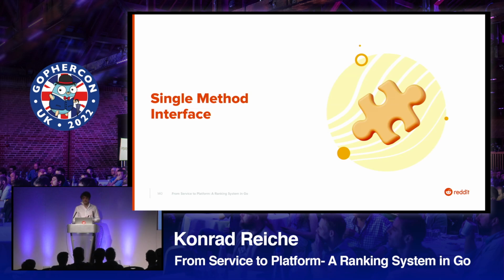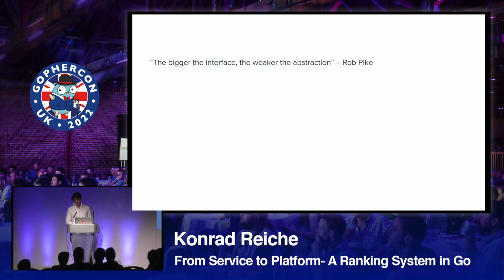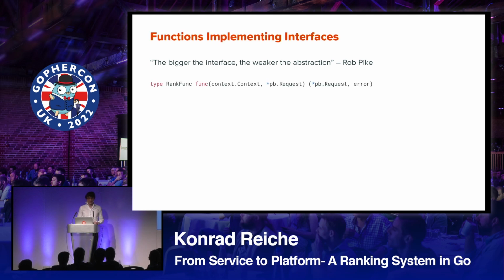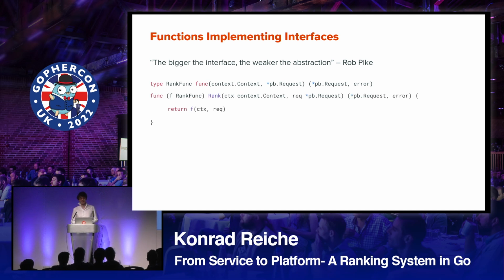Okay, Rob Pike said it first. The bigger the interface, the weaker the abstraction. Put differently, the fewer methods an interface has, the more useful it becomes. Having every operation be represented by the same interface, the same method, gives us another benefit. We can have a function implement the interface. A function type declares the same method as the interface.